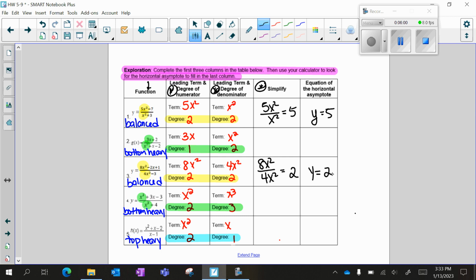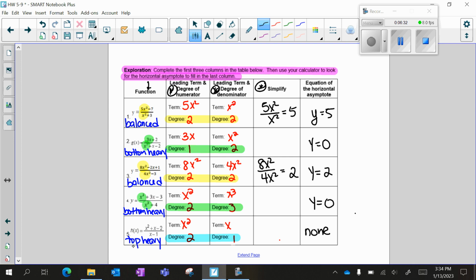When your function is bottom heavy, your horizontal asymptote is going to be y equals 0. And when your function is top heavy, there's going to be no horizontal asymptote. There's actually going to be a slant asymptote, which we'll talk about in the future. But for right now, you're going to recognize that a top heavy function, like we have in number 5, is going to be no horizontal asymptote.